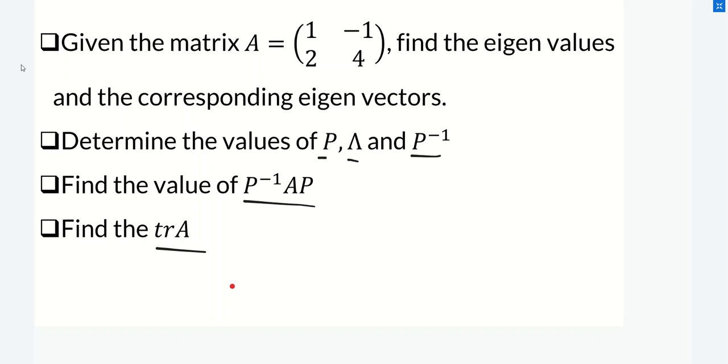Eigenvalue and the eigenvector. Then the rest you can do later on. Okay.